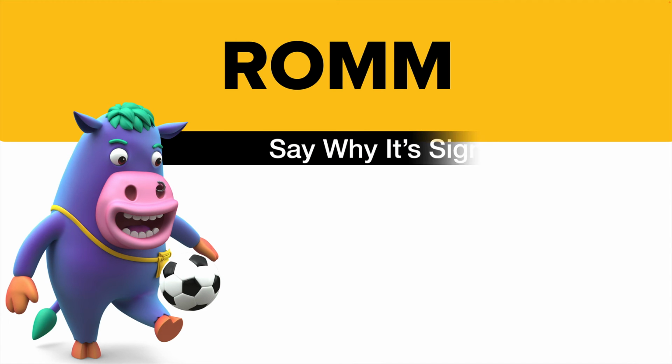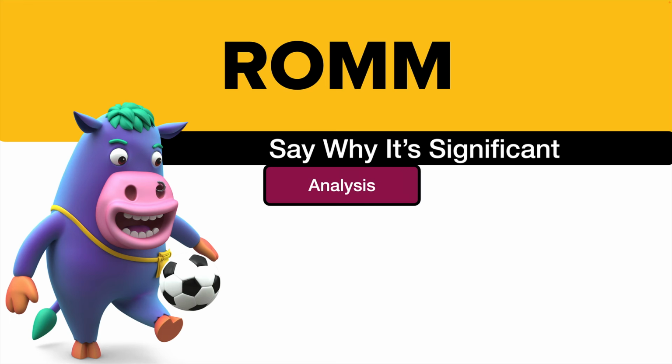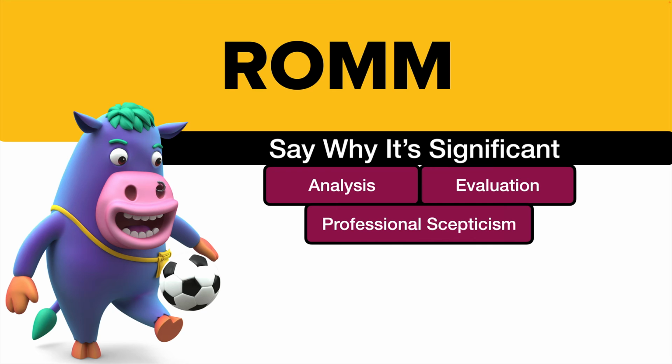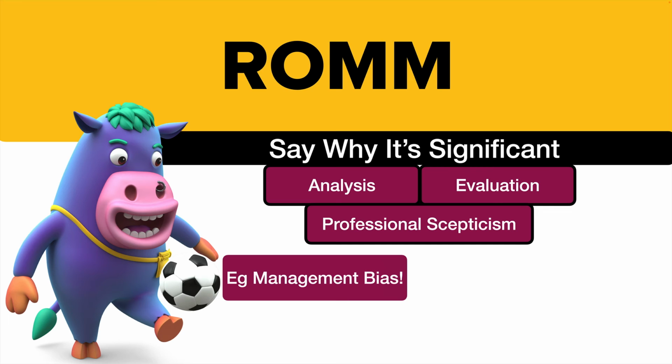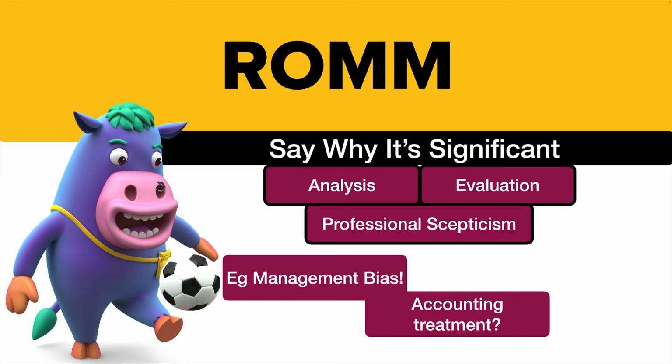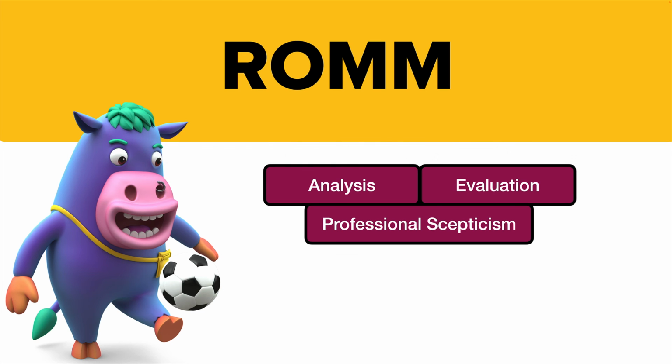So we've been talking about professional marks and saying why it's significant, and saying why it's significant is analysis and evaluation. I now want to focus a little bit more on professional skepticism and judgment, and that tends to come in when there's management bias. So if you see any risk of management bias, then you're probably going to get some professional skepticism marks by working out that A, there's a potential management bias, and B, what effect would that have on their accounting treatment? They're going to treat it in a way that suits them, aren't they? So not only are you going to get the technical marks, you'll also get the professional skepticism marks.